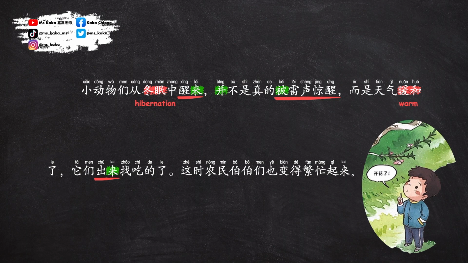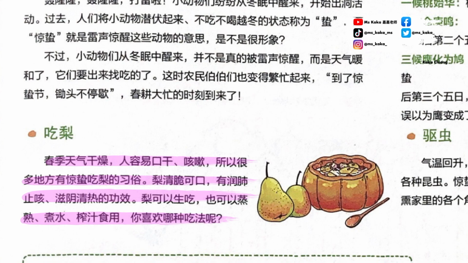这时，农民伯伯也变得繁忙起来。农民 farmer or peasant. 伯伯 literally means uncle from father's side. Can also refer to an old male who is not necessarily related to you. In this case, a more appropriate translation for 伯伯 would be Mr. or Sir in English. 繁忙 busy. 起来 is a directional complement used after a verb to indicate that the action has been started and might continue. At this point, the farmers start to get busy. Now that we have an understanding of what 惊蛰 entails, let's explore the customs associated with it.